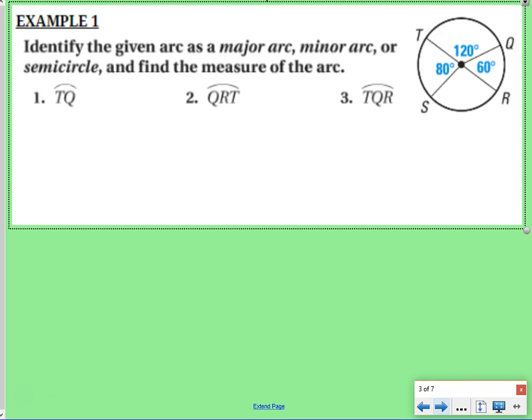First example, identify the given arcs as major arc, minor arc, or semicircle, and then find the measure of the arc. So first, we want arc TQ. We look right there. The measure of its central angle is 120. So the measure of arc TQ would be 120. It's less than 180 degrees, so it is a minor arc.